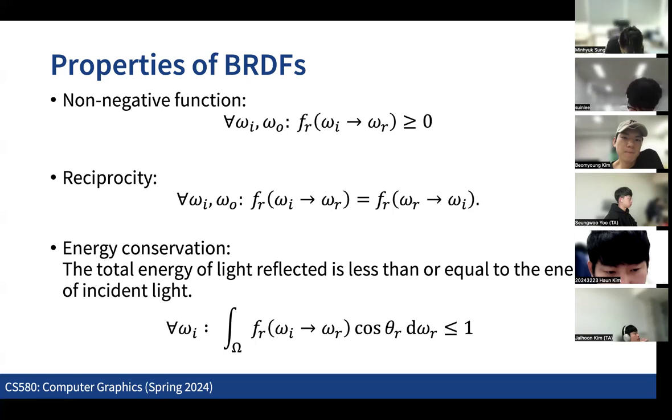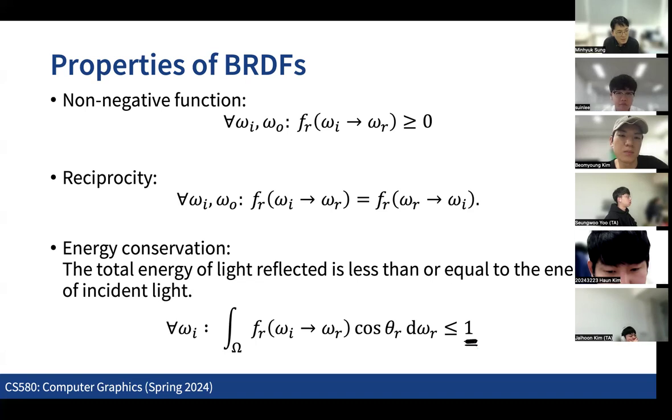Obviously, the total energy of the light that is reflected from a specific direction should be equal to or less than the energy that we are receiving as incoming light. So what we can see is that when you take the integral of the BRDF for the outgoing direction, the sum of the BRDF for all the directions of the outgoing light should be 1 or less than 1. This is the property for the energy conservation.